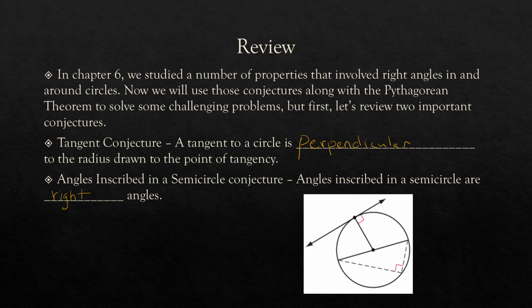So here again is our tangent line, and the radius at the point of tangency is 90 degrees. And here we have a diameter, or a semicircle right here, which also makes this side a semicircle. And the inscribed angle here that comes to either side of the diameter is going to make a 90-degree angle.